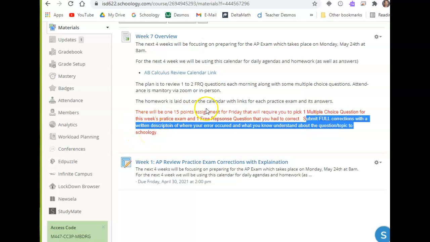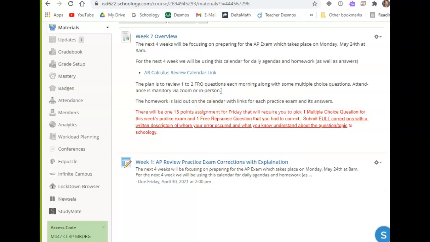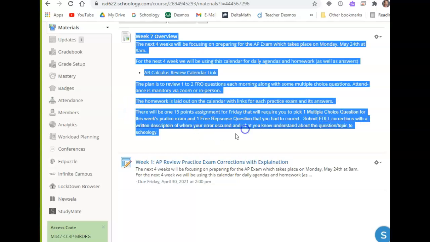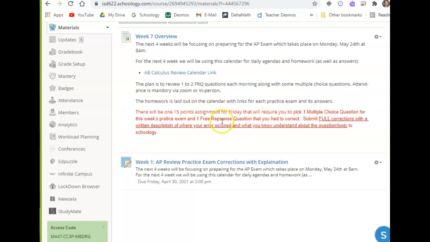And this is something that there's a lot of freedom for you. If you're somebody that's just going to do the bare minimum, just pick 1 multiple choice question, 1 free response, and say this is what I did wrong, you're not going to be ready for the AP test. All right? So here's what the homework is for this week.